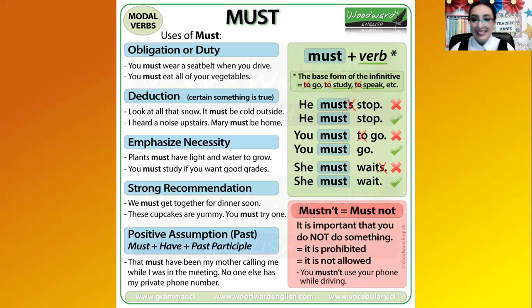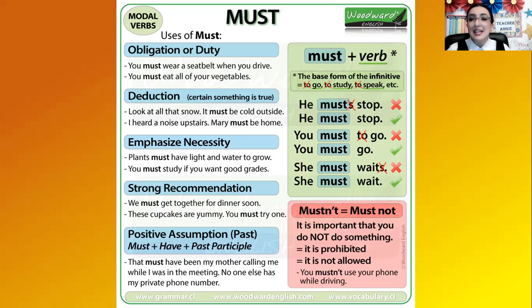Must and must not. We are going to be using must not when it is important that you do not do something. Why? Because it is prohibited or it is not allowed, okay? That's when you are going to be making use of must not. You mustn't use your phone while you are driving. You mustn't speak while you are eating. You mustn't, I don't know, touch the light because you can die. That is going to be must or mustn't.